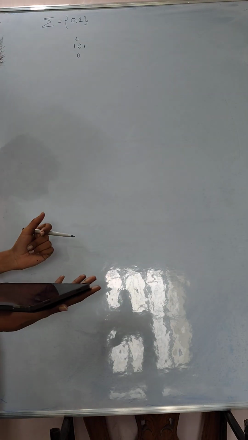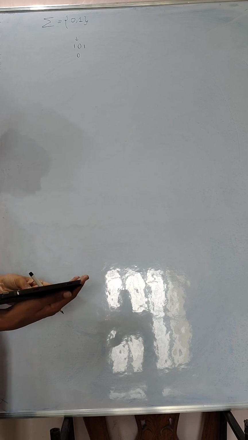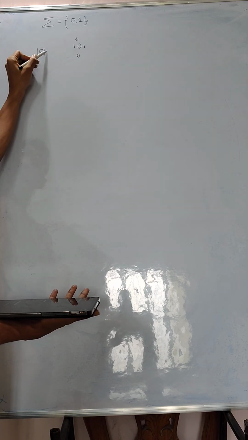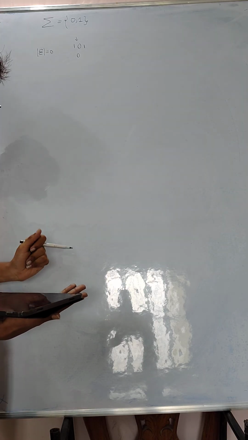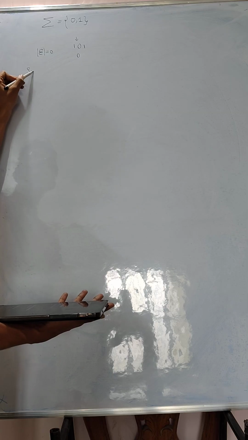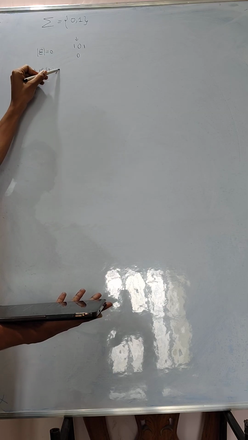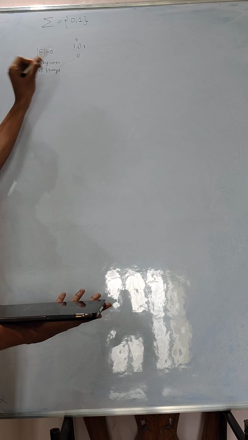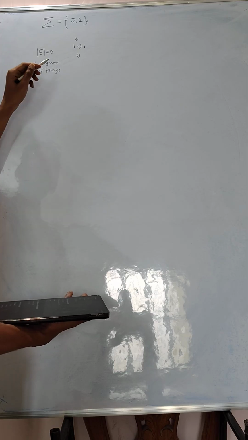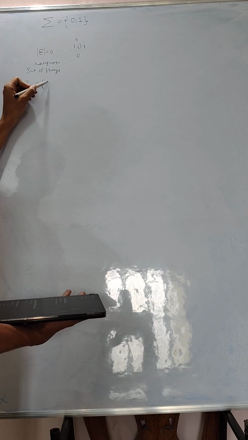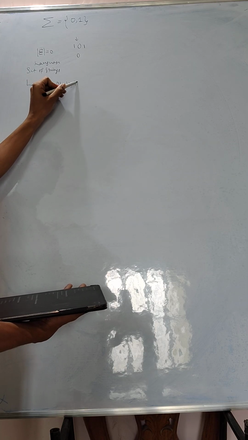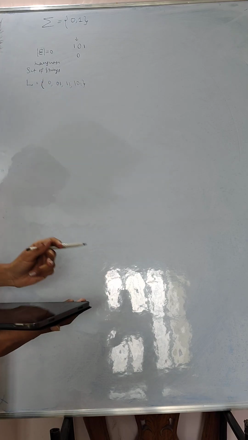Now the empty string, lambda, means a string containing no symbol. It is represented by epsilon, and the length of the empty string is 0. Now what is language? Language is a set of strings. For example, I can have a language with a set of strings that could be 0 1 0 1 1 1 1 0 1.